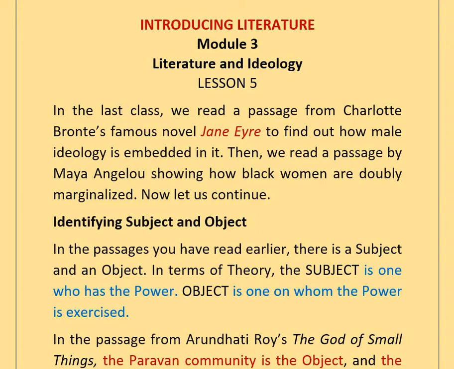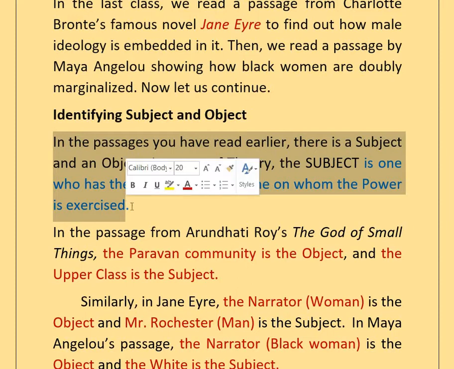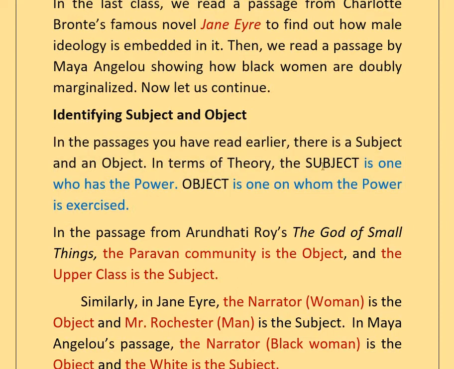Identifying subject and object. In the passages you have read earlier, there is a subject and an object. In terms of theory, the subject is one who has the power. Object is one on whom the power is exercised. Or we can say that subject is the oppressor and object is the oppressed.